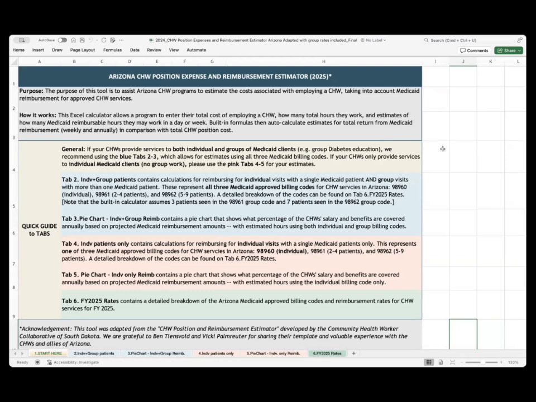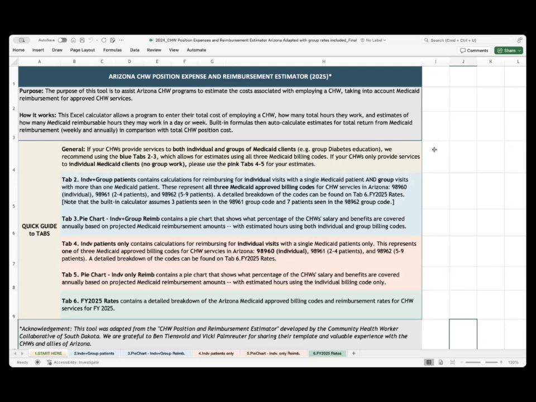Estimator. Before we jump into it all, I want to be sure to acknowledge, as you see at the bottom of the screen here, that this tool was adapted from something of the same name, essentially, developed by the Community Health Worker Collaborative of South Dakota. So we're very grateful to Ben and Vicki at the CHW Collaborative of South Dakota for sharing their template and their very valuable experience with the CHWs of Arizona and allies.